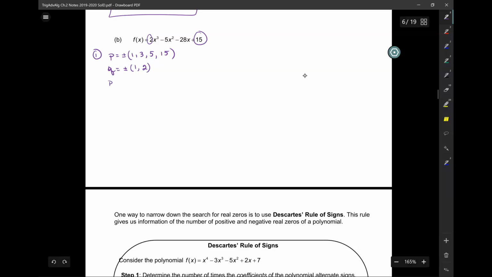So then P over Q is plus or minus 1 over 1, 3 over 1, 5 over 1, 15 over 1. And then all of them over 2. 1/2.